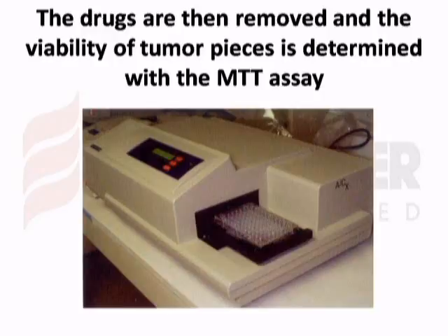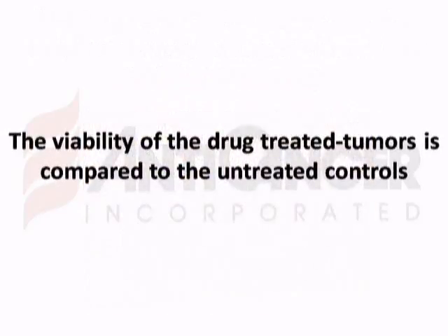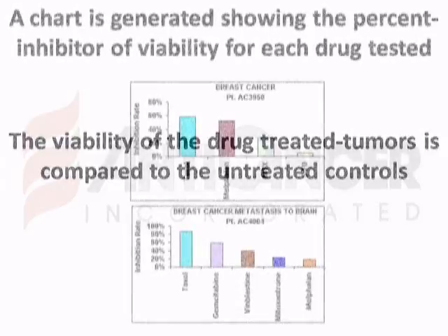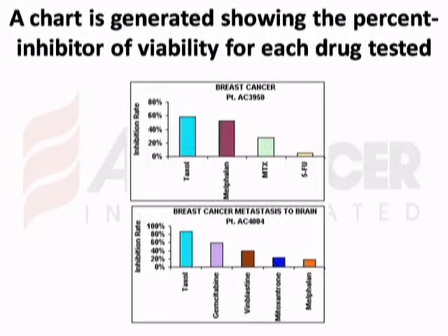After a designated period of time, the drugs are removed and the viability of the tumor pieces being cultured on the sponge is determined with the MTT assay. The viability of the drug-treated tumors is compared to the untreated controls. A chart is generated showing the percent inhibition of viability for each drug tested compared to the controls.